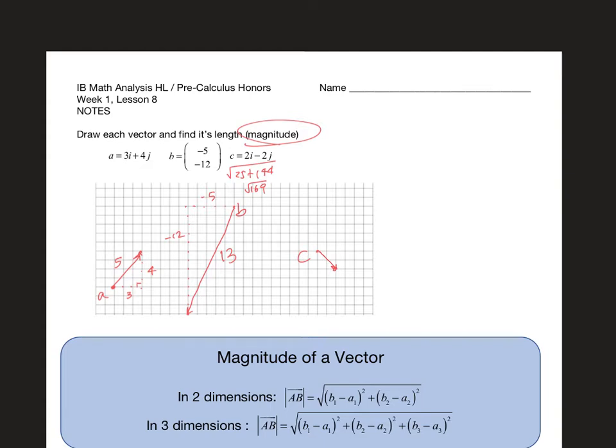That's vector C. The length of it, if this is 2 and that's 2, hypotenuse squared would be 4 plus 4. Hypotenuse squared is 8. Square root of 8, which is 2 rad 2.